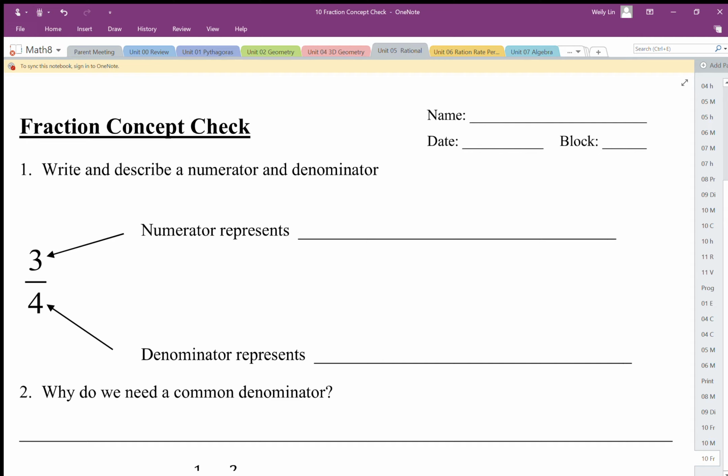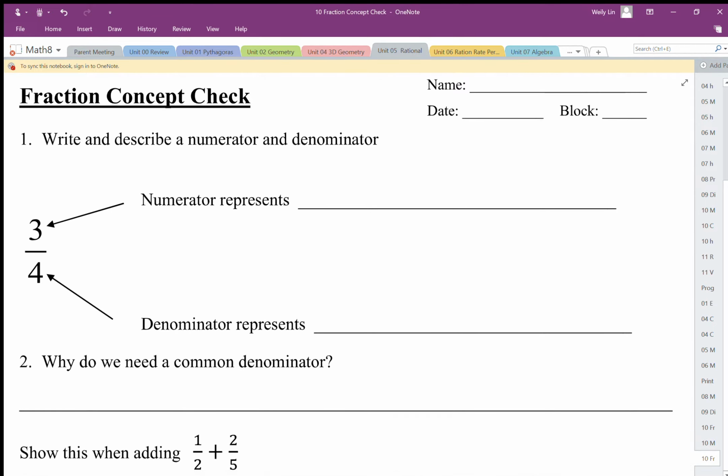To make sure that we have a clear understanding of the main concepts in fractions, we're going to go through this fraction check. The first one says describe the numerator and denominator. So what is the numerator? There are different ways we describe the numerator. We can say it's the number of pieces. And then the denominator would represent the size of pieces.